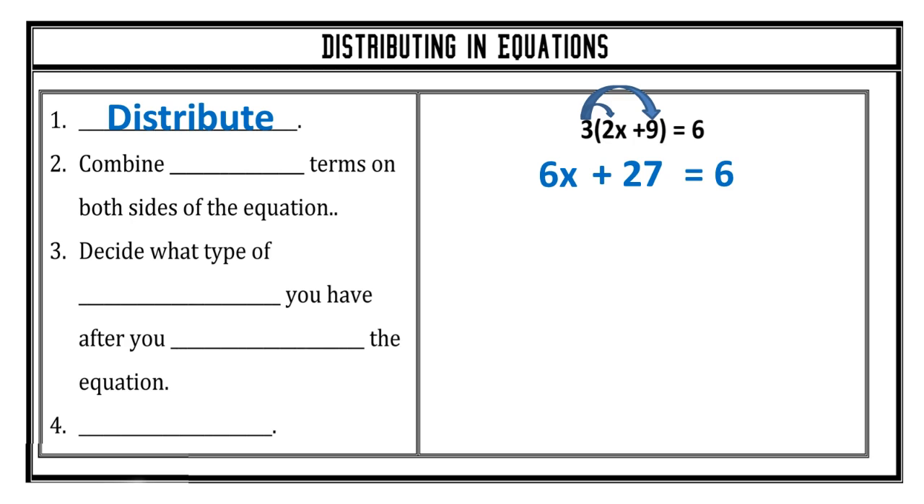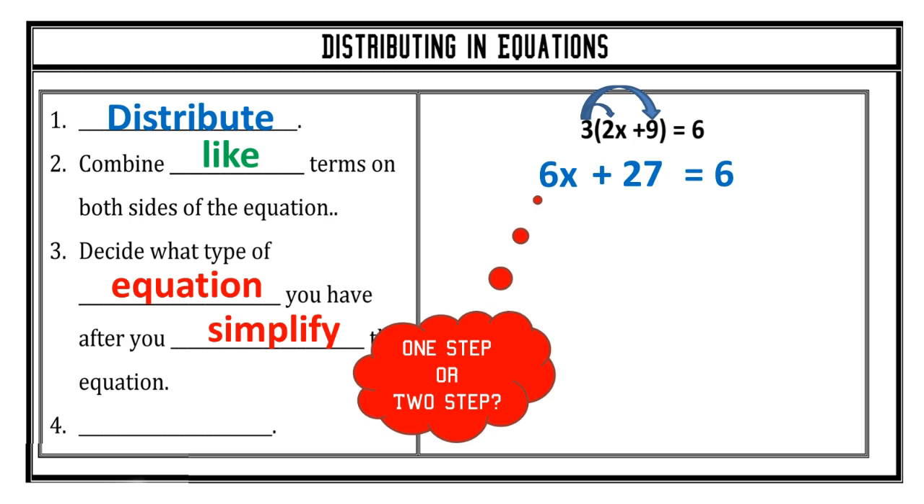Now I can check if I need to combine like terms. 6x plus 27 is already simplified. 6 is already simplified. Sometimes the hardest part of combining like terms is proving to yourself that terms have already been combined. There's nothing left to simplify, so I can decide what type of equation I have after simplifying the equation. Is this a one-step or two-step?